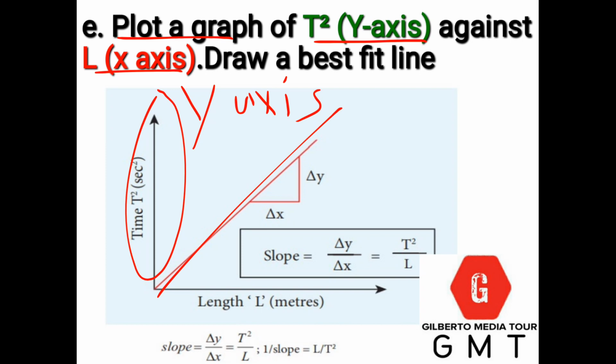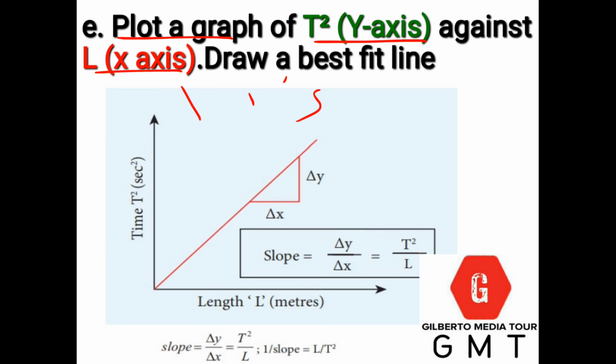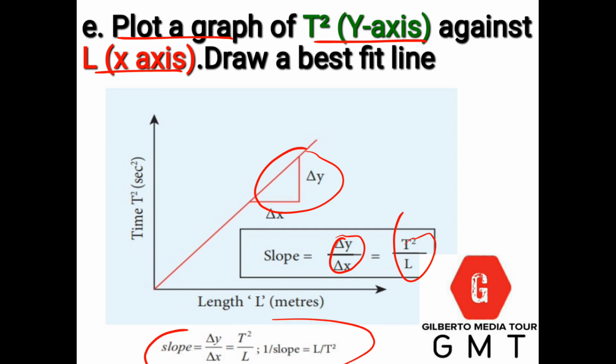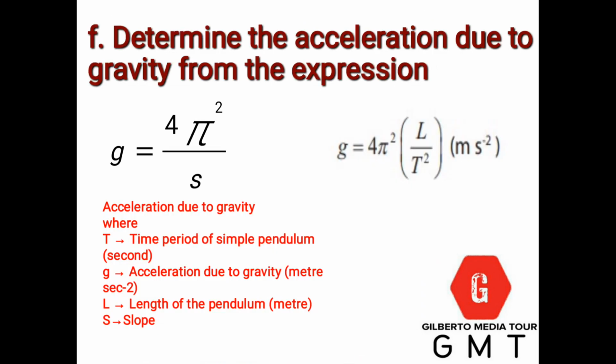After plotting, you can find the slope. The slope is the change in y over the change in x. This slope is very important because it helps us get an accurate result. If you find a good slope, it can help you. Be sure to find the slope dy over dx, which equals T square over L. This is the value of the slope we are finding.